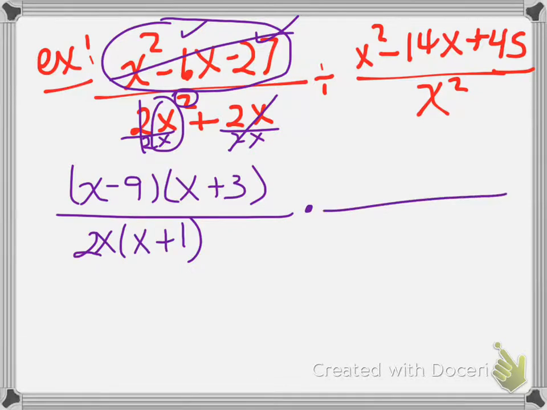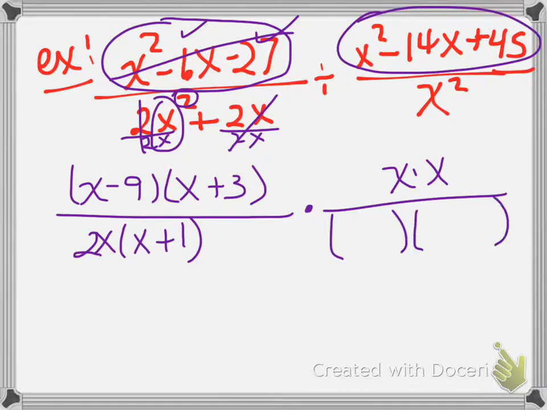Now remember, it's a division problem, so we have to flip the second side. And as I'm flipping it, I'm actually going to go ahead and write this. x squared can be written as x times x. It's two free x's. And then we're going to go ahead and factor x squared minus 14x plus 45, even as I'm flipping it down to the bottom. So what multiplies to give me 45 and adds to give me -14? How about 9 and 5 give me 45? And if they're both negative, they add up to -14.